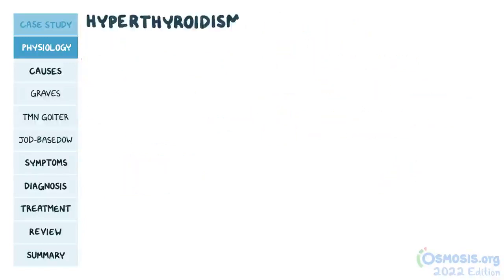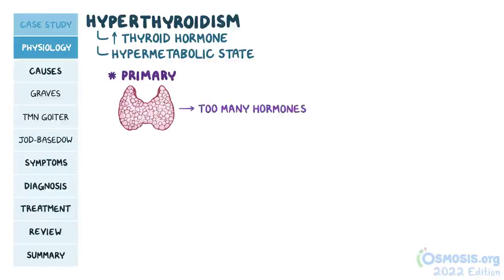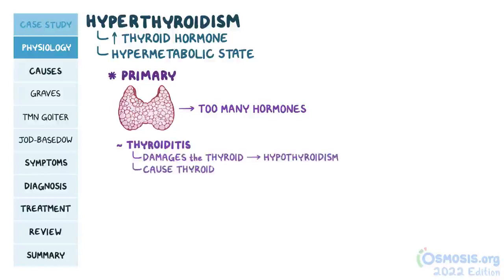Now, hyperthyroidism can happen a few different ways, and all of them result in too much thyroid hormone and a hypermetabolic state, where cellular reactions are happening faster than normal. First, hyperthyroidism can be primary, in which case the thyroid gland is the problem, and it's making too many hormones. There are a few specific diseases associated only with hyperthyroidism, but sometimes diseases like thyroiditis, which damages the thyroid and causes hypothyroidism, can cause stored thyroid hormones to leak out, resulting in an initial period of transient hyperthyroidism.